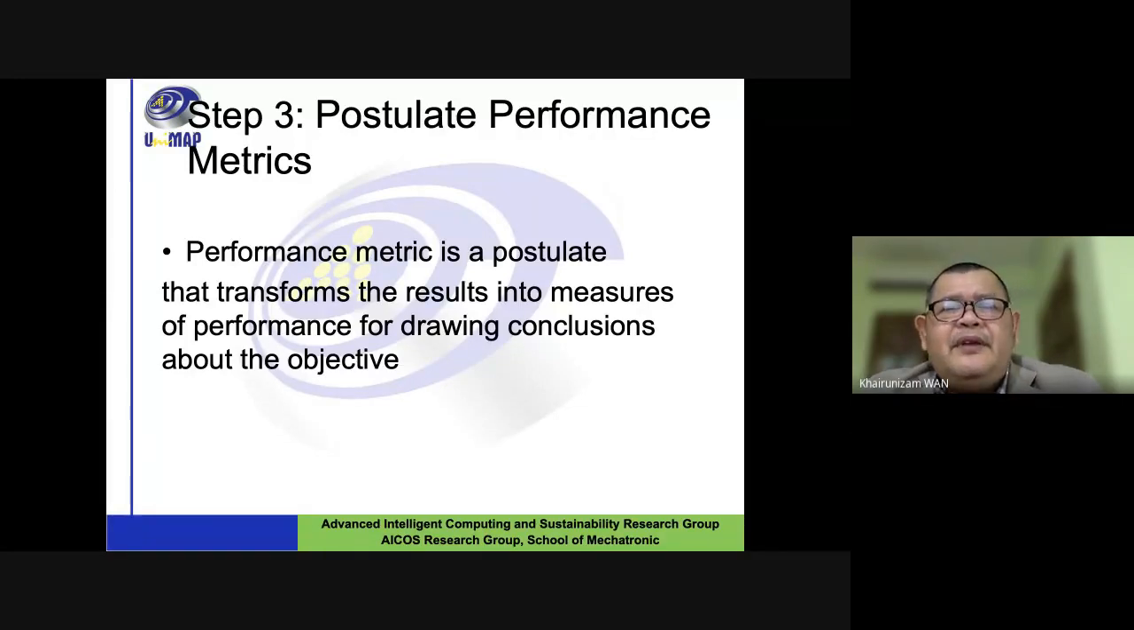In the first step, you choose the solution. In the second step, you list it, and you got so many solutions and so many factors, you do screening, you reduce the numbers, and you choose the solution and the factor that is suitable for your study. The last one is you have to design the performance measure: how to measure the performance of your investigation for you to evaluate whether your research objectives are achieved or not. So this is meant by the postulate performance metric.